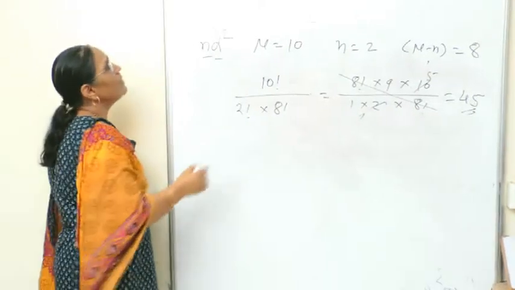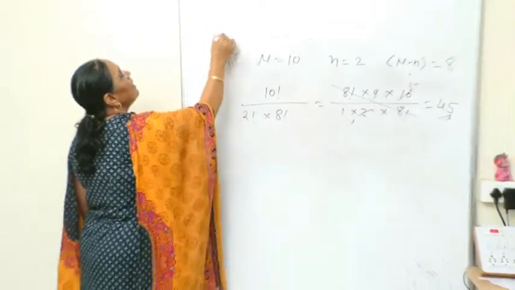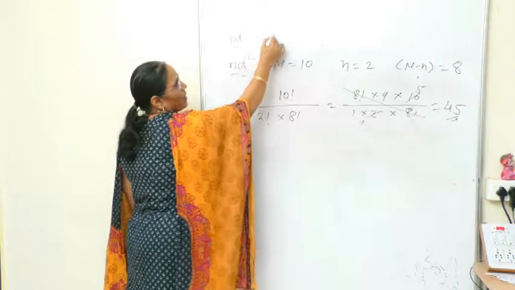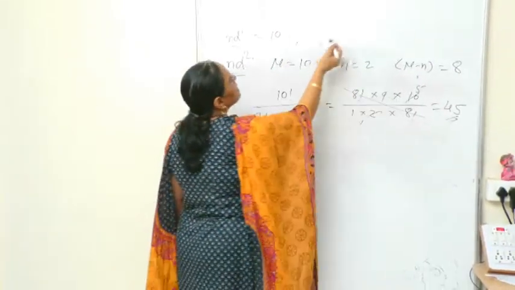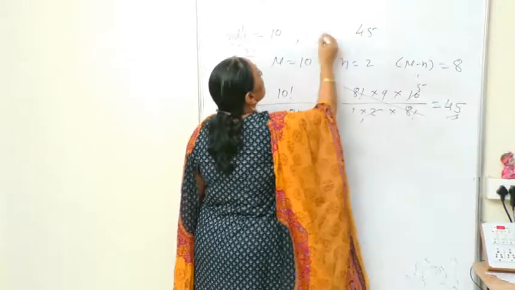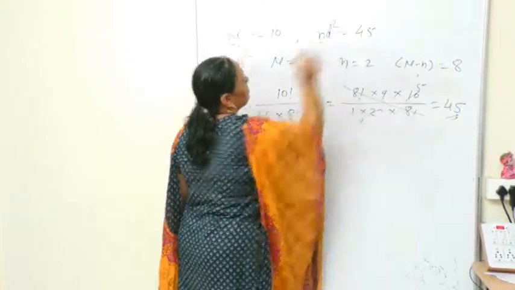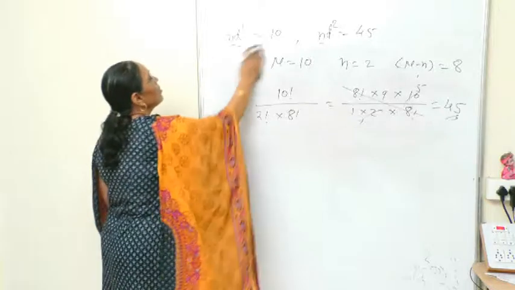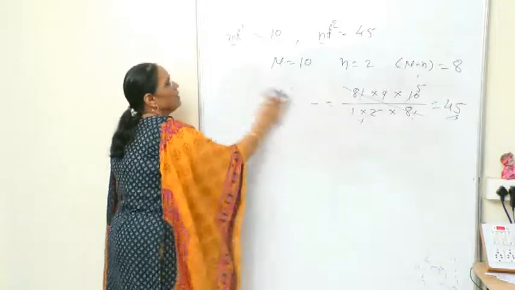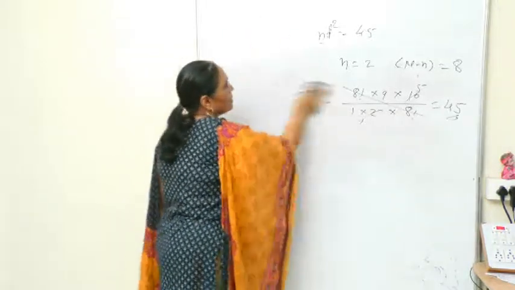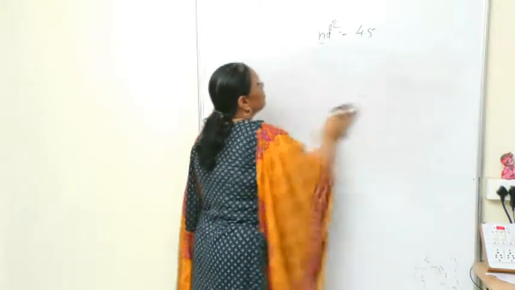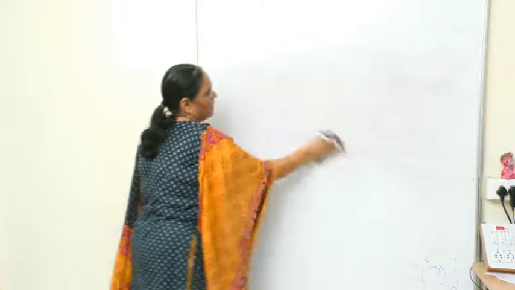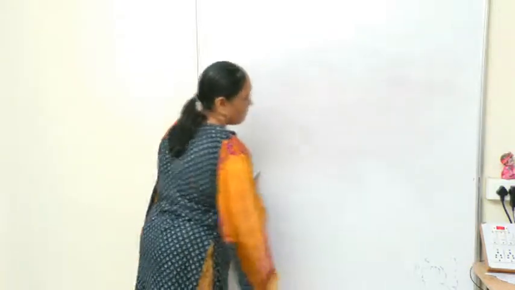Here again you can see the difference. For nd1 configuration, the total microstates possible were 10, which increases to 45 for nd2 configuration. So we can observe that with an increasing number of electrons in the degenerate set of orbitals, the number of microstates goes on increasing.